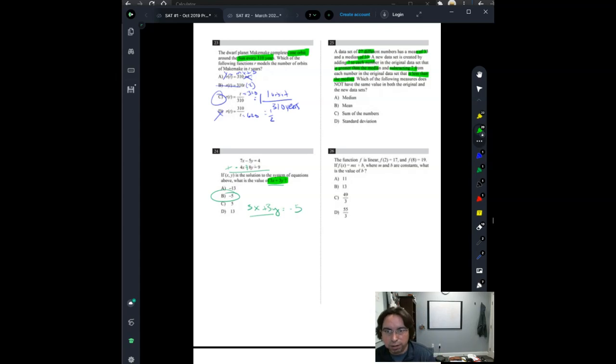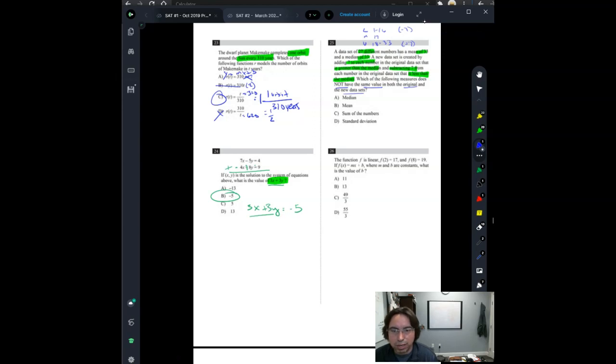So if you have the median, let me see. Remember the lower half, the median, and the upper. So 33 numbers means 1 through 16, number 17, and then 18 through 33. Here we're adding 7 to each number, and here we're subtracting 7 from each number. So what you're really doing is canceling out those terms, but the median stays the same. And the question is, which of the following measures does not have the same value in both the original and the new data set?